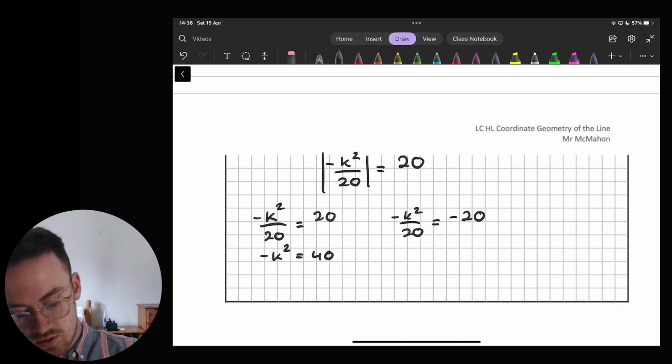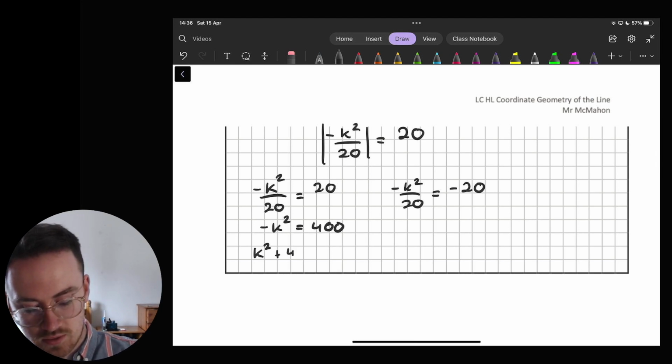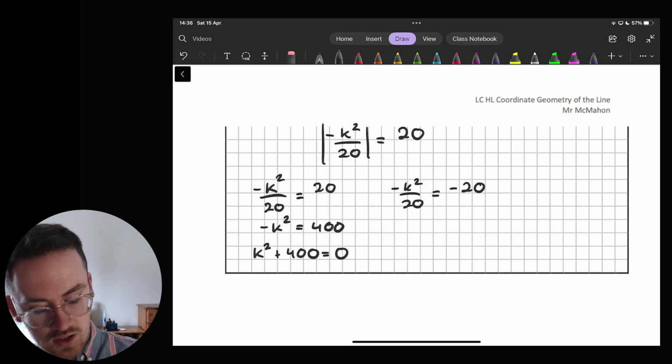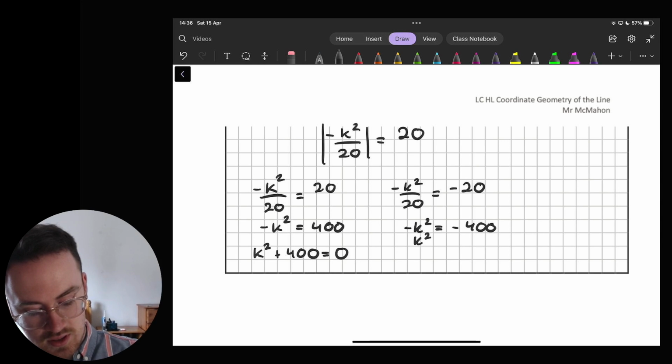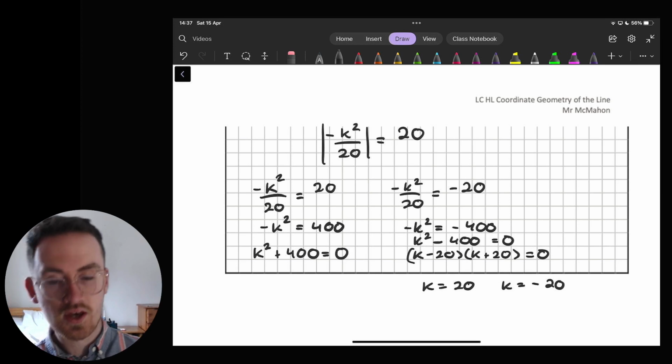Minus k squared is equal to 400. So that's 20 by 20. Again, lining this up a bit more, so k squared plus 400 is equal to 0. And over here, we'll have the same idea. Minus k squared is equal to minus 400. So we get k squared minus 400 is equal to 0, which means that k, the difference of two squares, with k minus 20 and k plus 20. So k is either equal to 20, or k could be minus 20.